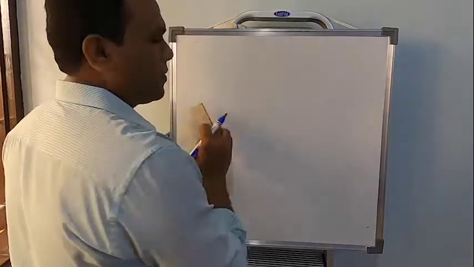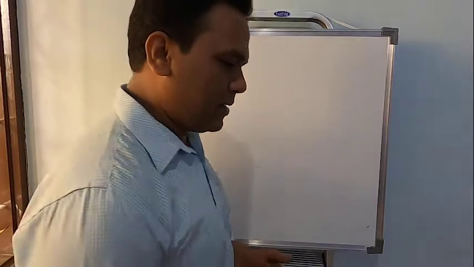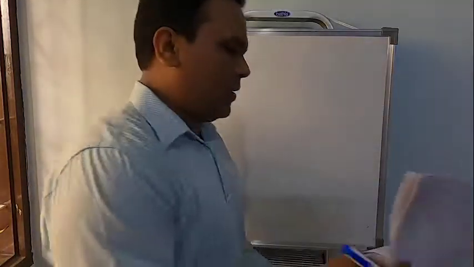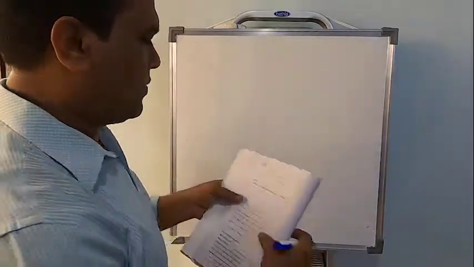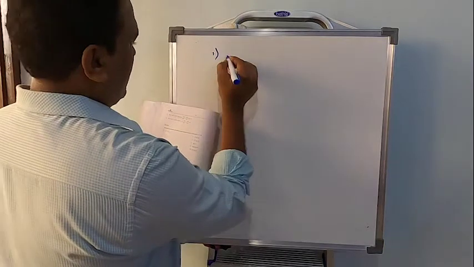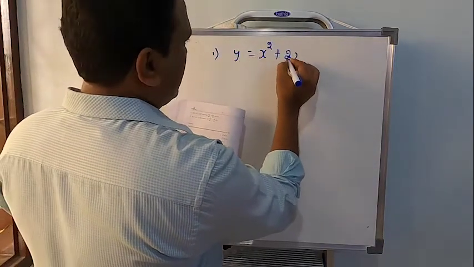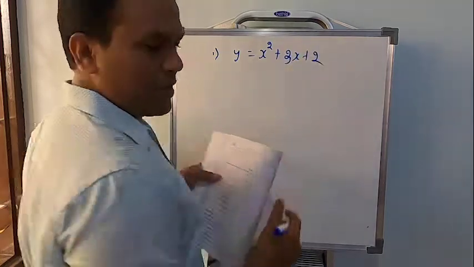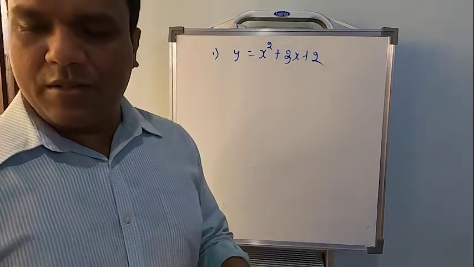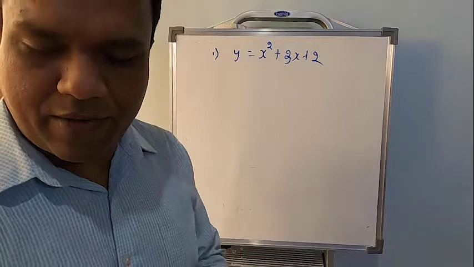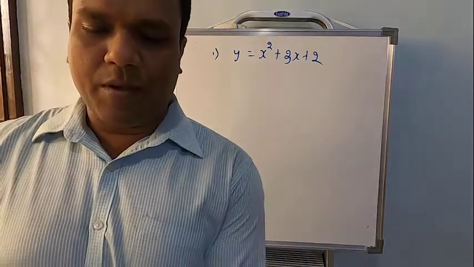So let's consider from the exercise part the first problem. Y is equal to x square plus 3x plus 2. We need to find the second order derivative of this function, not the first order derivative, remember.